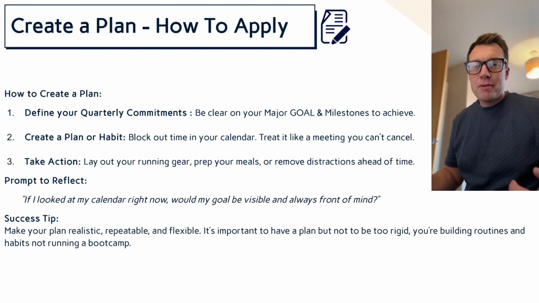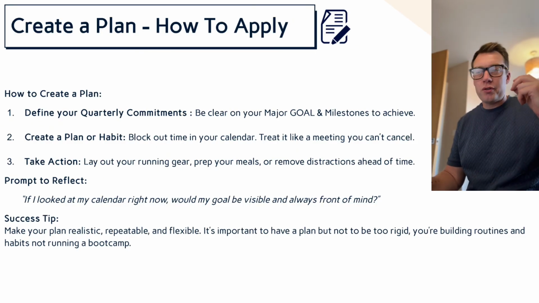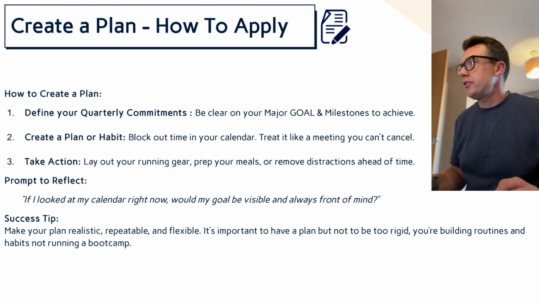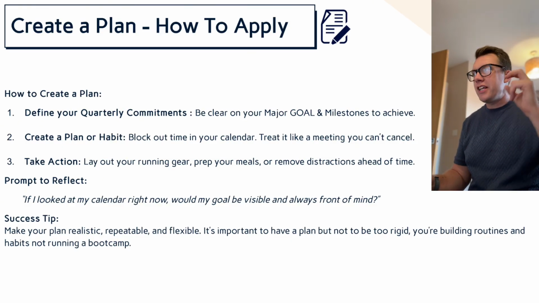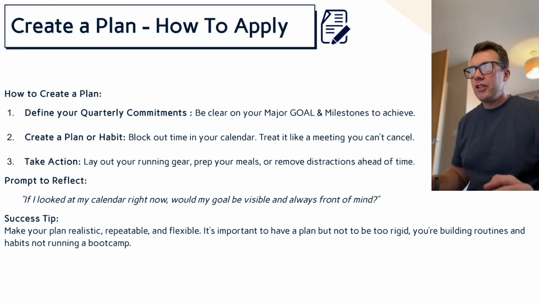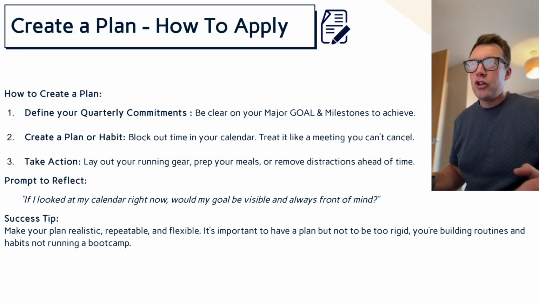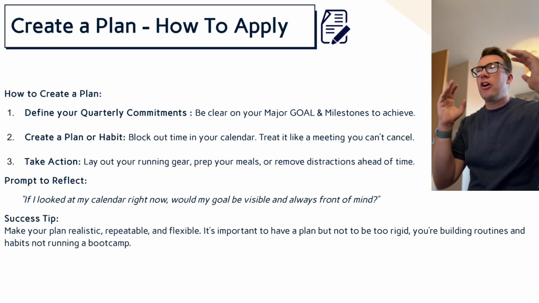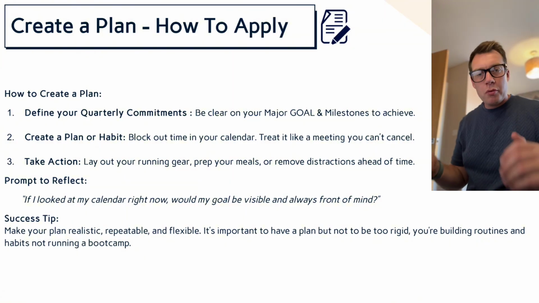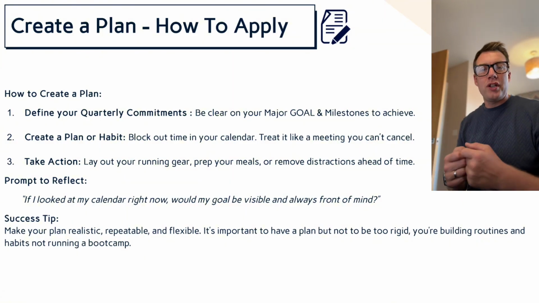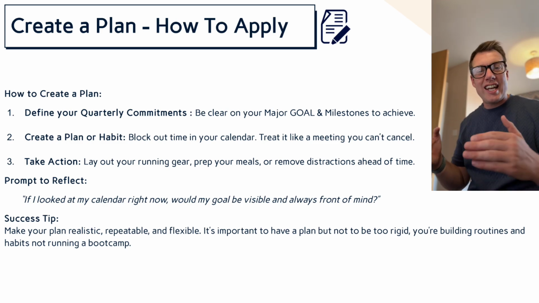So in 3 simple steps, here's how you're going to create a plan and how to apply that plan to your personal development goal. You are going to define your quarterly commitments. You're going to be clear on your major goal and the milestones to achieve it, which is what we covered in the Chunk Down modules. We're taking that big, hairy, audacious major goal, breaking it into 3 to 5 phases, and understanding what we need to do every 3 months, i.e. a quarter.